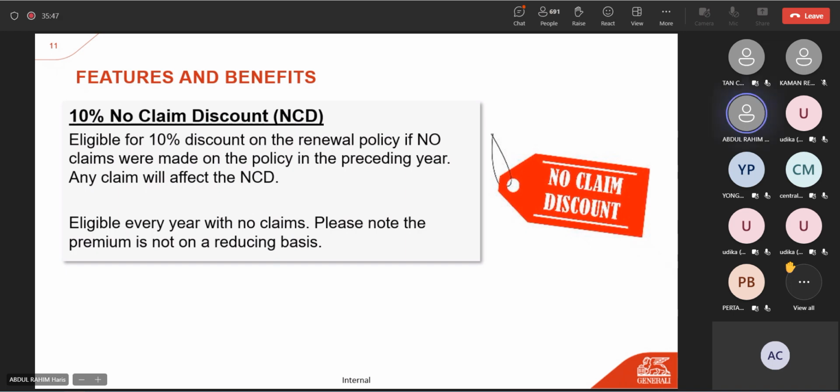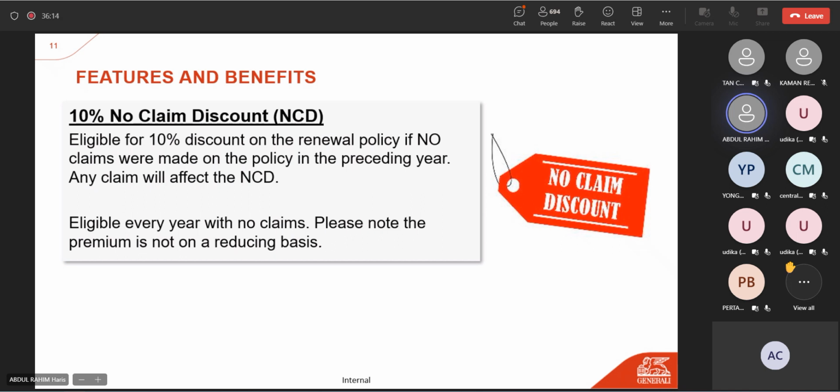So every year that you don't make a claim, you will get a 10% discount on the renewal premium. For example, if the annual premium is 100 ringgit, after 1 year, when you renew the policy and you did not make any claims, you only pay 90 ringgit. That means 100 ringgit less 10% no claims discount. That means you only pay 90 ringgit, correct?